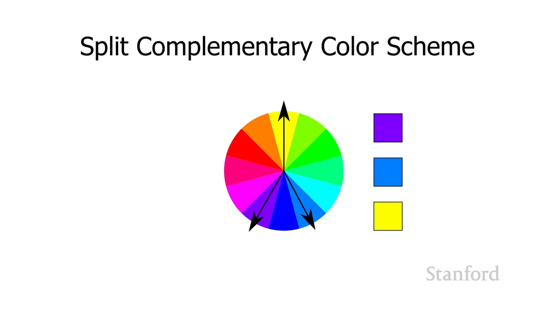Another thing you could do, if you want more than two colors, is use a split complementary scheme. What happens here is I take a color on one side of the color wheel and I choose two colors on the opposite side of the color wheel. And you can play around with the angle between the two colors on the opposite side of the color wheel to get some different color schemes.